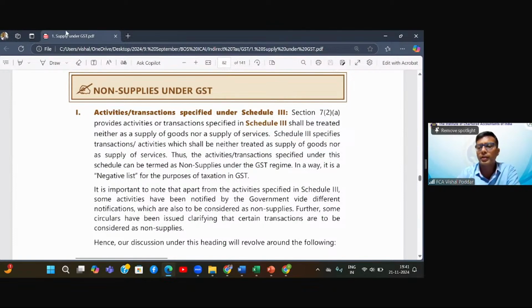Okay, let us do one thing. Let us take a break here. We will break for around 15 minutes, and after 15 minutes we'll cover the remaining two points in supply: one is schedule 3 and one is the composite and mixed supply concept. Fine. So we take a 15 minutes break. Yes, Hemant, I'll come back and explain this.